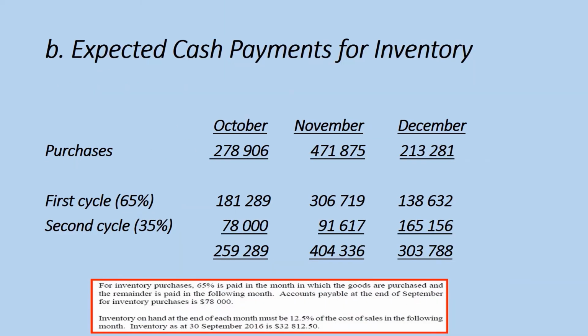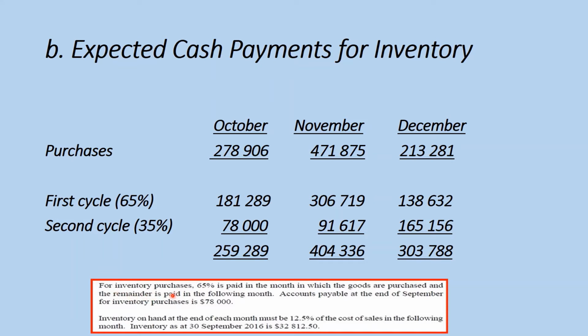Part B, expected cash payments for inventory. We are asked to prepare a budget for cash payments for the inventory or purchasing payments. I've brought over here the purchases from the last answer, Part A: 278,906, 471,875, and 213,281. Over here they give us how they require this budget to be made out.